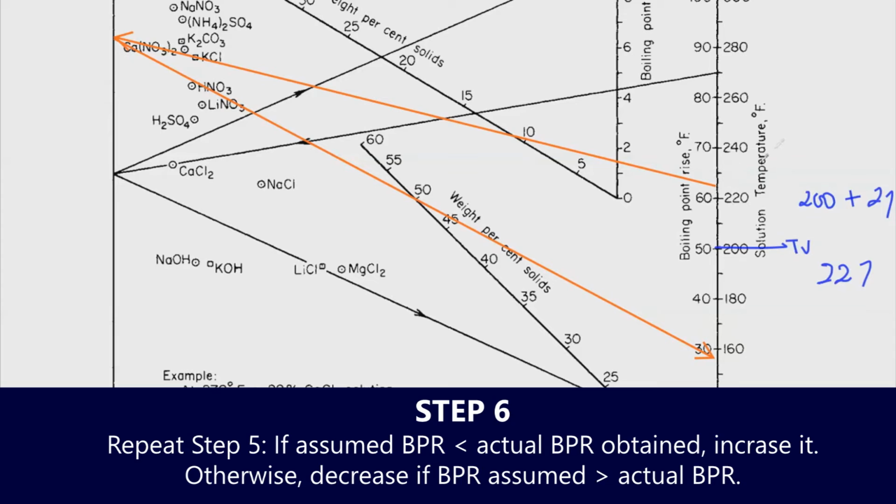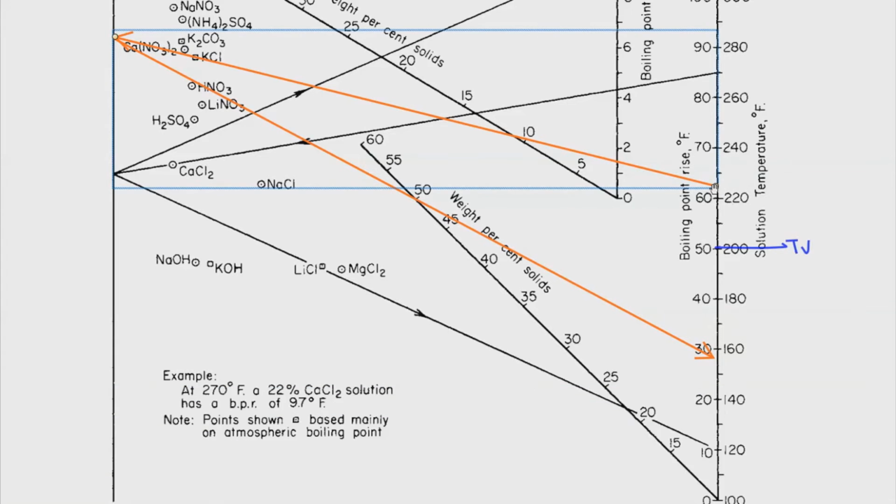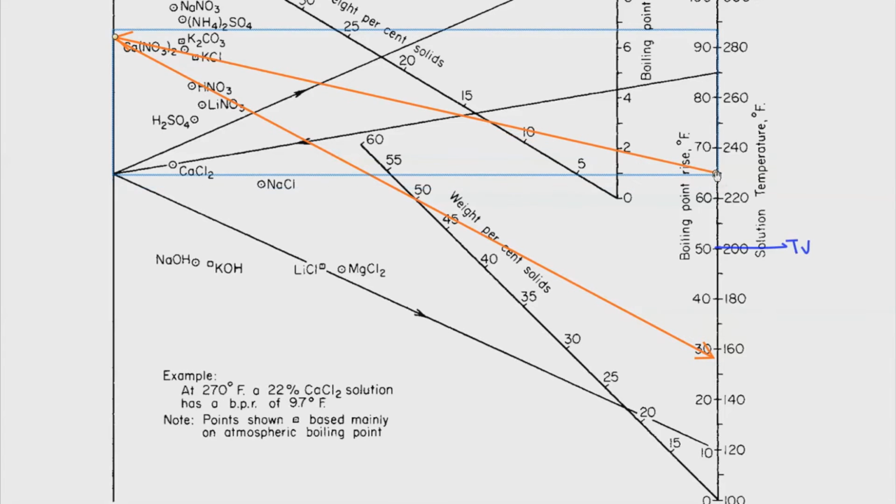Ngayon, ang in-assume natin is 225. So, basically, mas mataas pa rin siya. So, let's try increasing pa yung ating solution. So, let's try doing 230. Okay? So, that's 230. Sabi ko nga, as long as yung ating actual BPR na nakukuha is mas mataas pa dun sa ating inassume, then you can always increase your assumption pa.